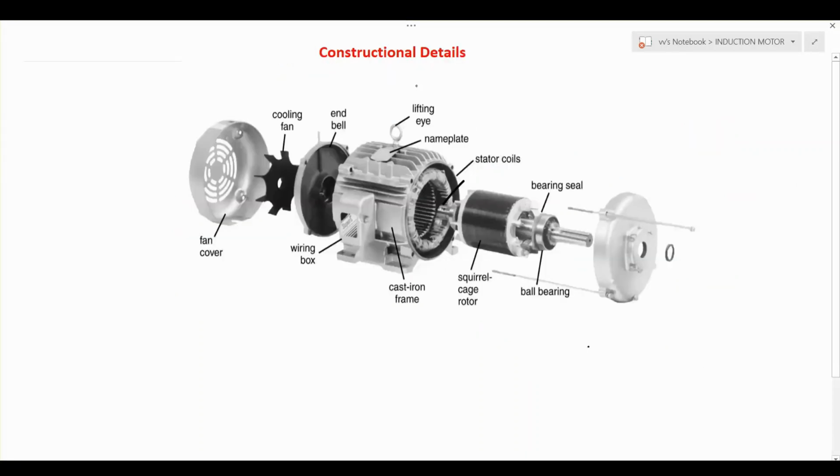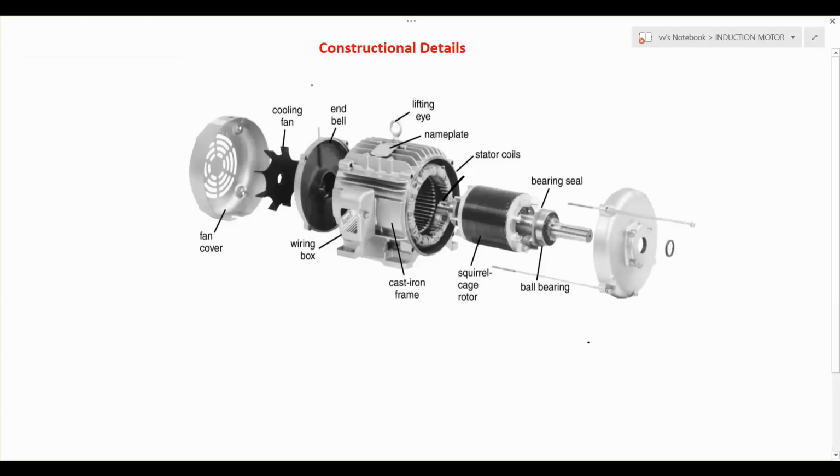Okay, let's discuss the constructional details of the three-phase induction machine. This figure shows the different parts of a three-phase induction machine that I collected from the internet. By showing the picture, you can understand better. This is the best picture I got.